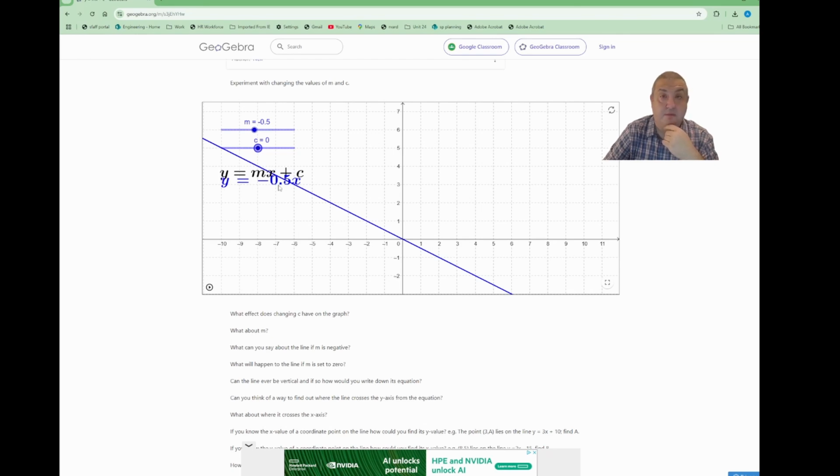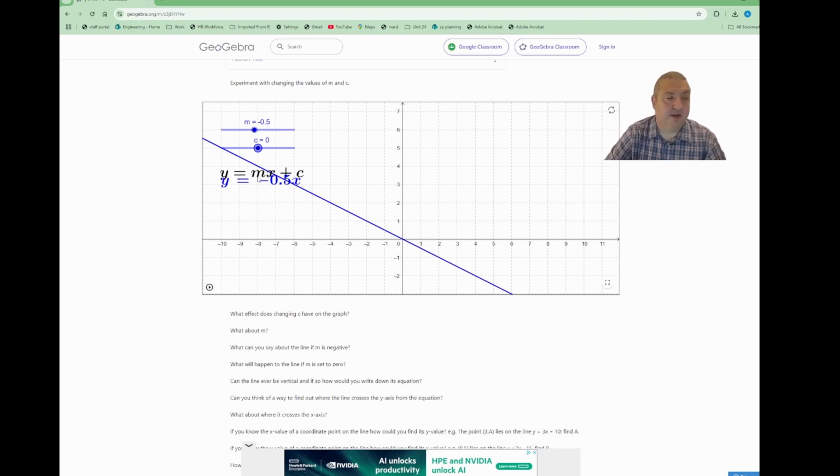So y equals minus 0.5 times x. So every time we go along, we go to x equals 1. So 1 times minus 0.5 is minus a half, and there we are, minus a half. When we come to 2, 2 times minus a half is minus 1. So when x is 2, y is minus 1.